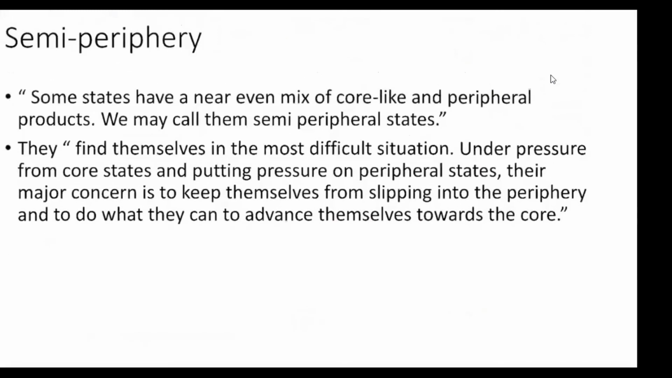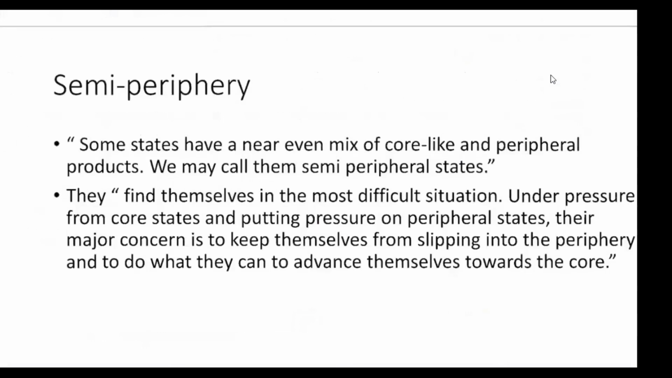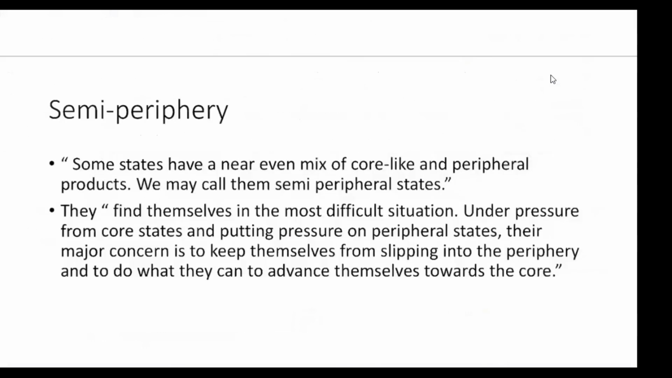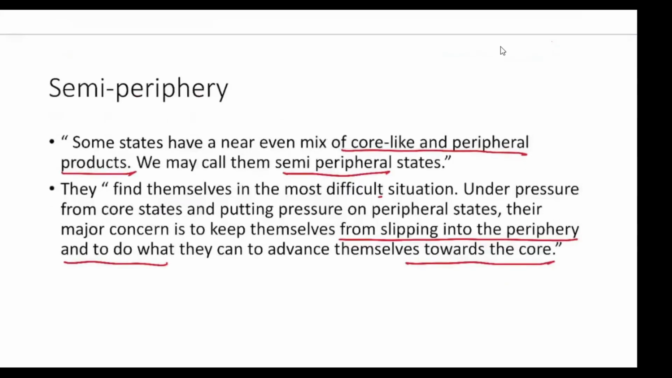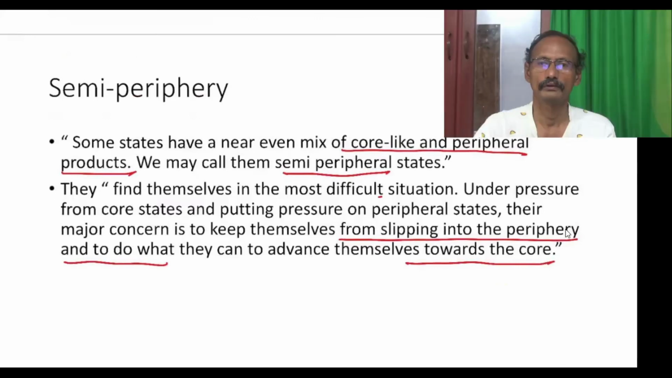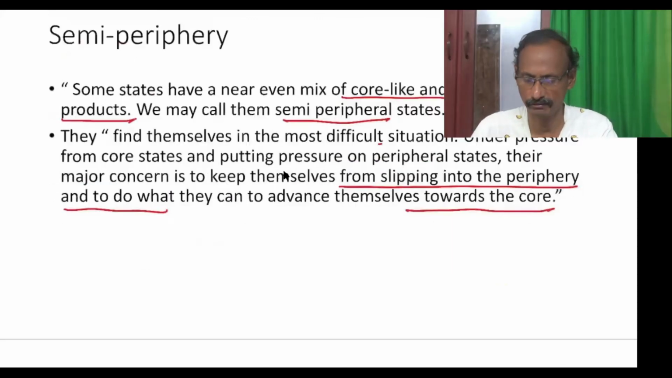Okay, and some are in semi-periphery. Some states have a near even mix of core-like and peripheral products. We may call them semi-peripheral states. They find themselves in the most difficult situation, under pressure from core states, putting pressure on peripheral states. Their major concern is to keep themselves from slipping into periphery and to do what they can do to advance themselves towards the core. Okay, so the world is seen in terms of systems and division of labor.